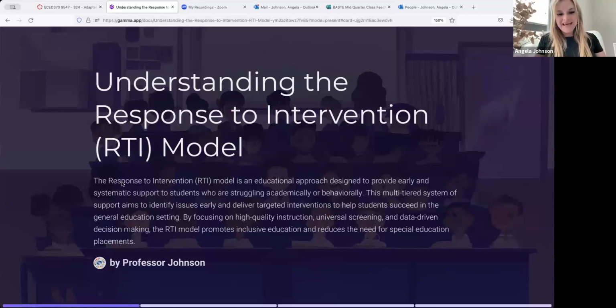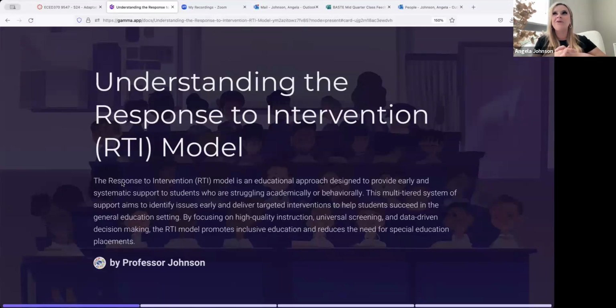Hi, today we're going to talk about the RTI model. The RTI model stands for Response to Intervention Model. It is an educational approach designed to provide early and systematic support to students who are struggling academically and behaviorally. It's a multi-tiered system of supports that aims to identify issues early and deliver targeted interventions to help students succeed in the general education setting.